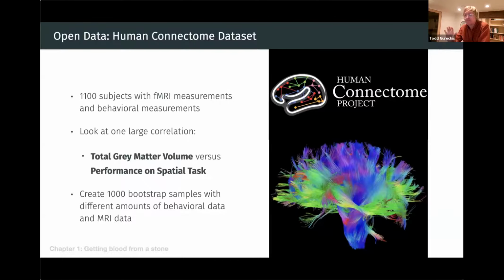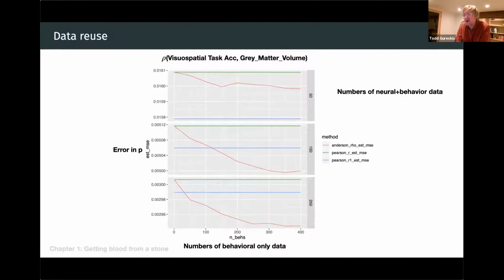But they also did on these subjects a variety of behavioral measures that look at performance on spatial, language, and working memory tasks, and so forth. We'll look at one large correlation in particular, which is total gray matter volume versus performance on some spatial tasks. We'll create 1,000 bootstrap samples with different amounts of behavioral and joint data. We can downsample the data, pretend as though those subjects didn't actually have their gray matter volume recorded, and see how close we can get to guessing the true correlation between those two measures in the larger data set, which is an estimate of our population error.